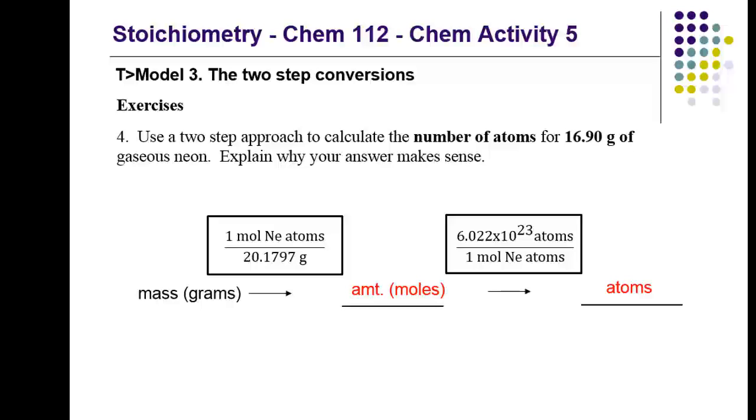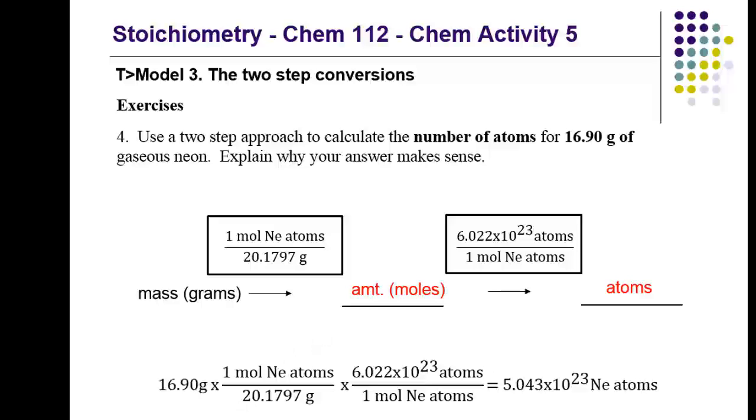The first one involves the molar mass of neon, going from the mass to the amount. Just grab that mass from the periodic table. The next one, of course, is Avogadro's number. Plugging all of these into an equation, something like this. I'm starting with 16.90 grams.